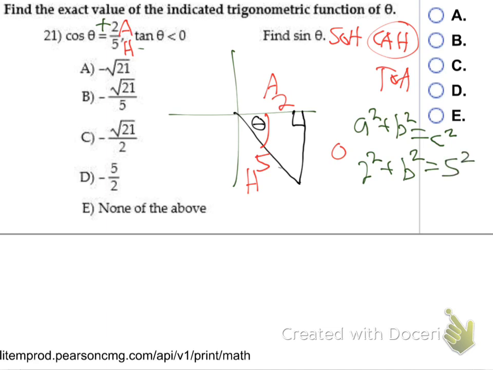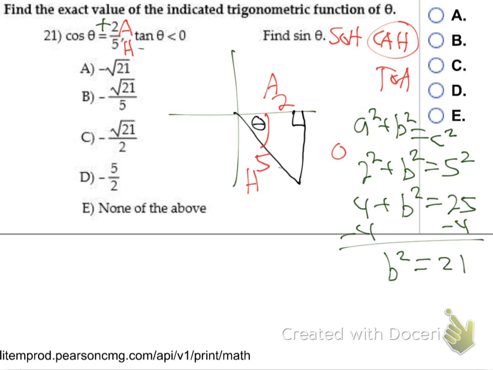The hypotenuse is the c. That's 4 plus b squared is 25. Subtract 4. B squared is 21. Root of 21. So that side's root 21. Now we're ready to answer their question. They're saying, what is the sine of theta?